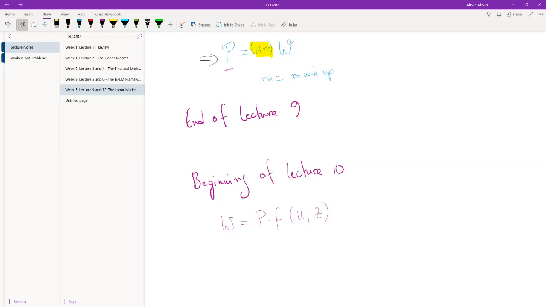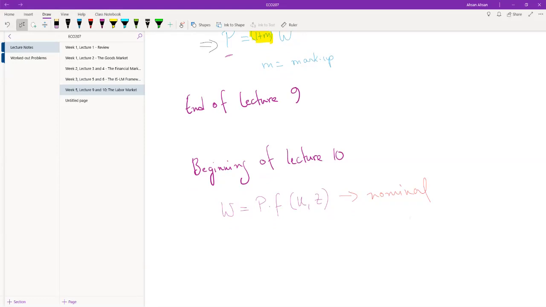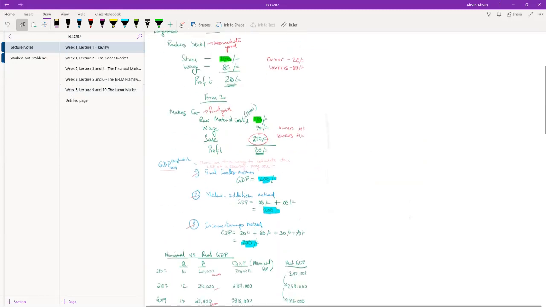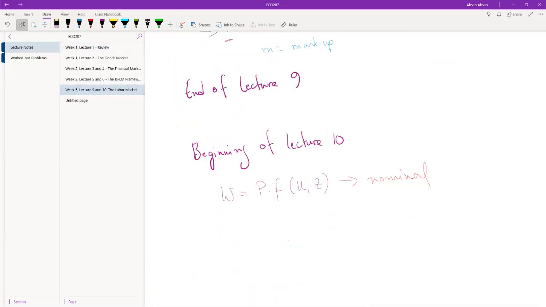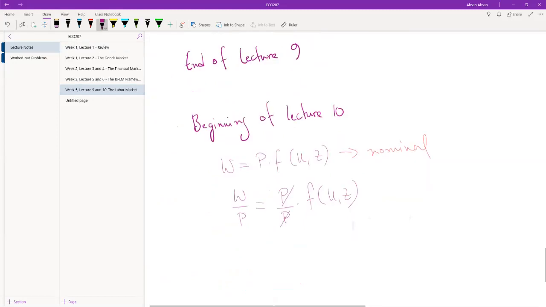This equation is in the nominal case. What we want to do is convert it into the real case. And remember, the way of converting anything to the real case is to divide it by P. We've done this in the first lecture, if you remember. So what we end up with is W by P, wage adjusted for price, which is the real wage level. This is equal to P by P times a function of U and Z. Of course, the P's cancel out, and we are left with W by P equals a function of U and Z. This is in real terms.